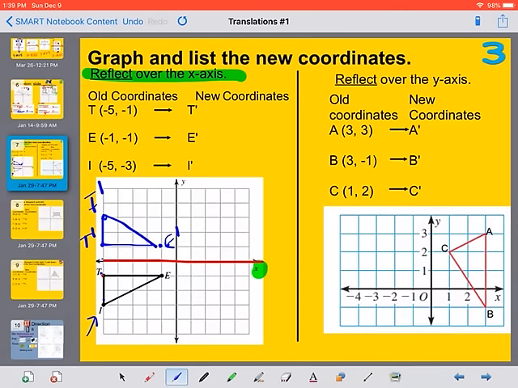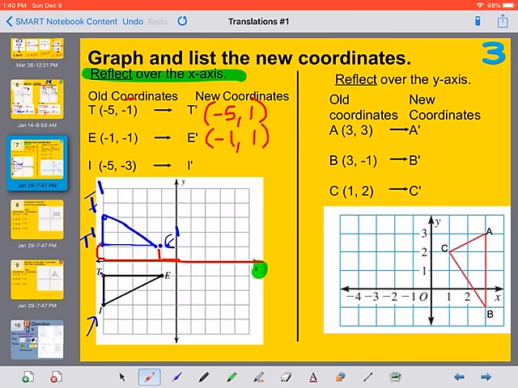We reflected our figure over the x-axis. So let's list our new coordinates. T used to be at -5, -1, but now it's at -5, up 1. E used to be at -1, -1, but now we're at -1, +1.